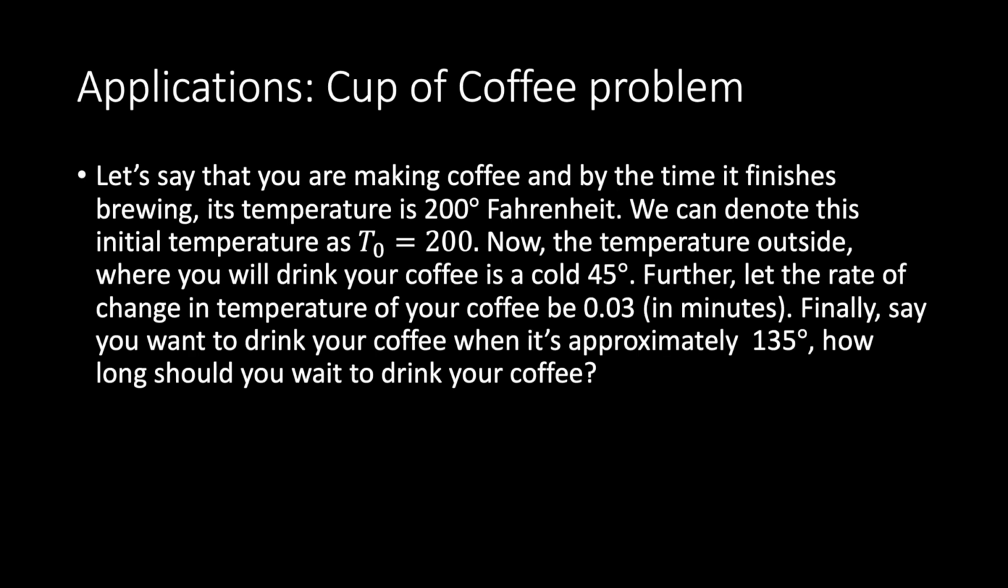To finish up the video, I'd like to go over a real-world example. Suppose that you're making coffee and by the time it finishes brewing, its temperature is 200 degrees Fahrenheit. Let's denote this as T naught equals 200. Suppose you're outside when you drink your coffee and it's a cold 45 degrees outside. Now clearly your coffee is going to cool because it's cold outside.